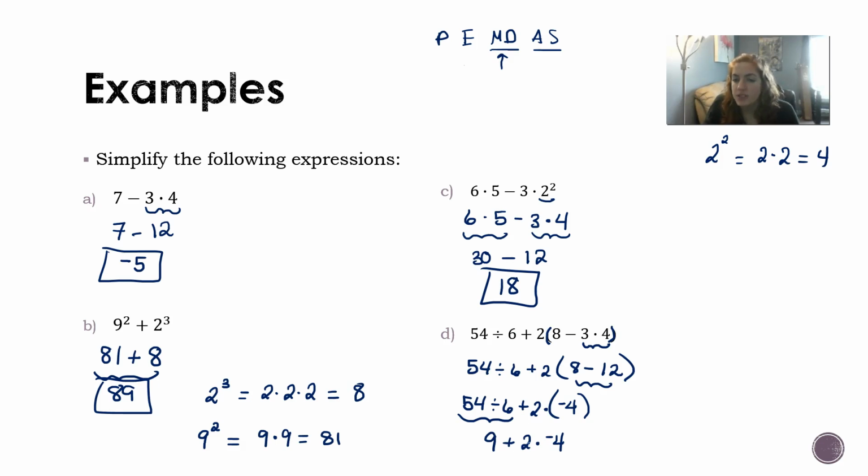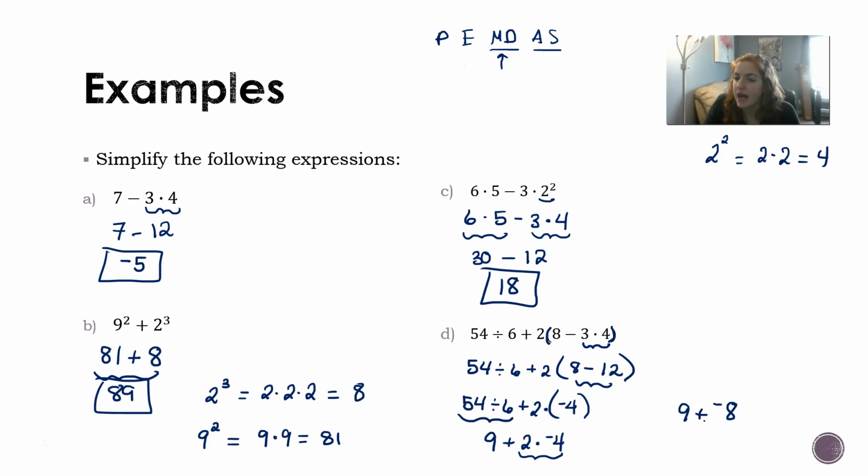Now let's move on, addition and multiplication. Well, multiplication always is done before addition. So this becomes 9 plus negative 8. 2 times negative 4 is a negative 8. Remember, one negative stays negative when you're doing multiplication.